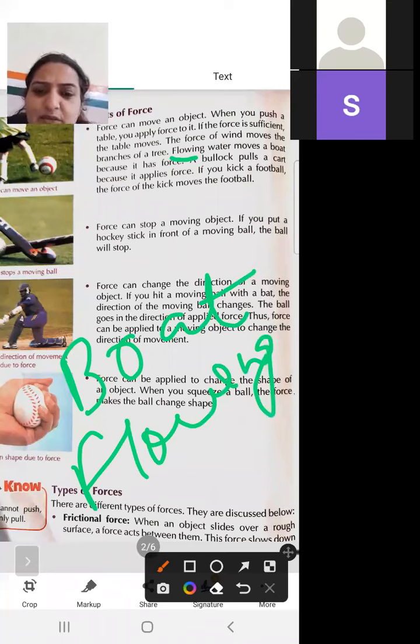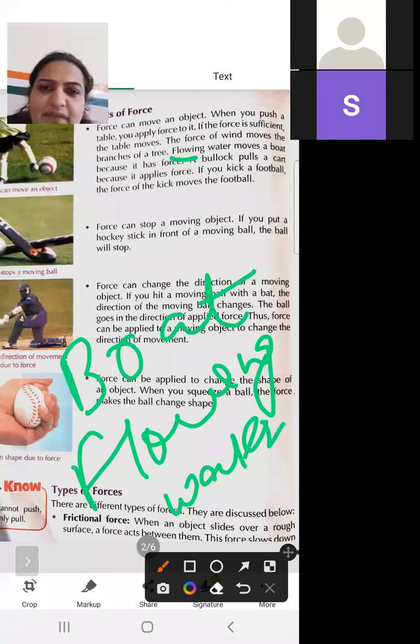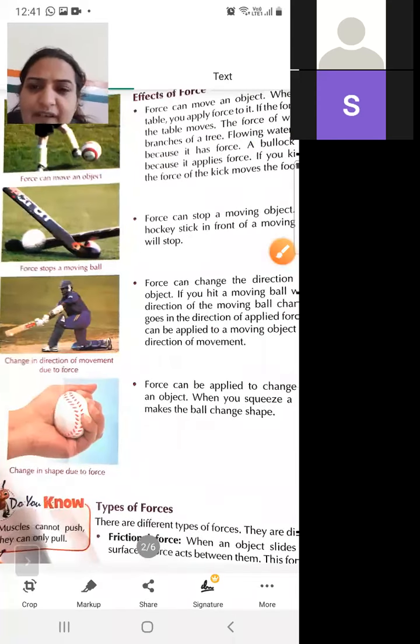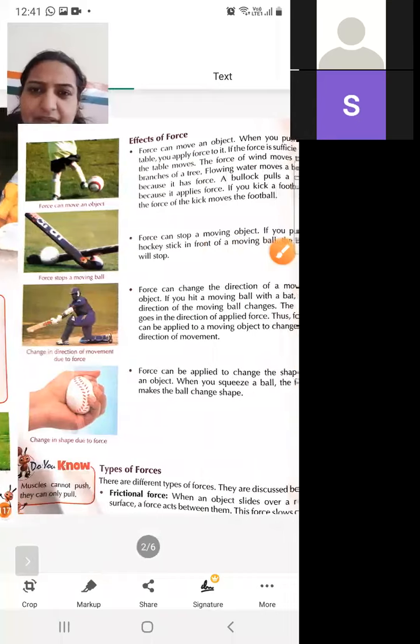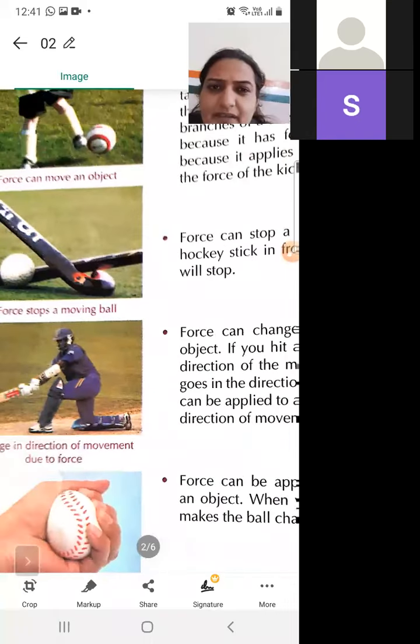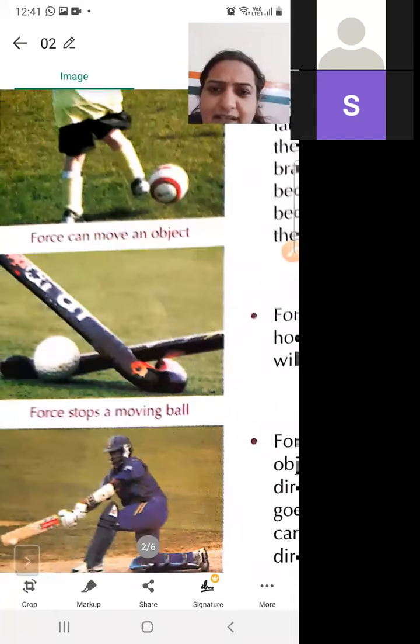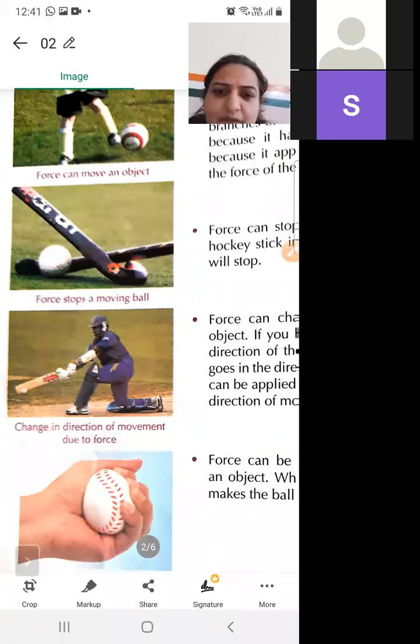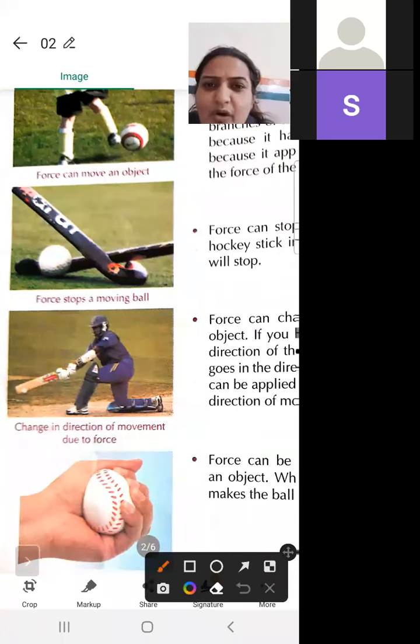So it is due to flowing water. And next, a bullock pulls a cart because it applies force. And as we know, if we kick a football, so in the first example, what is the first example? I'm showing what the effects of force are. So the first effect is force can move an object.